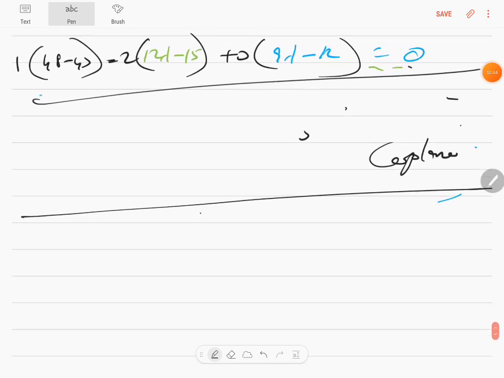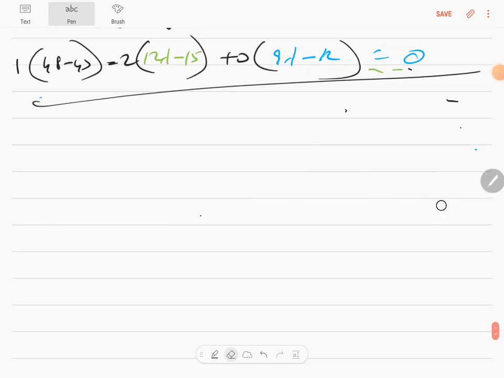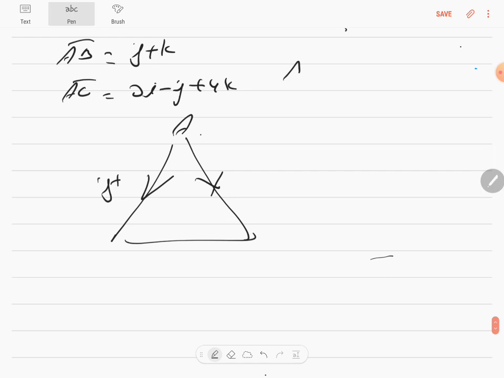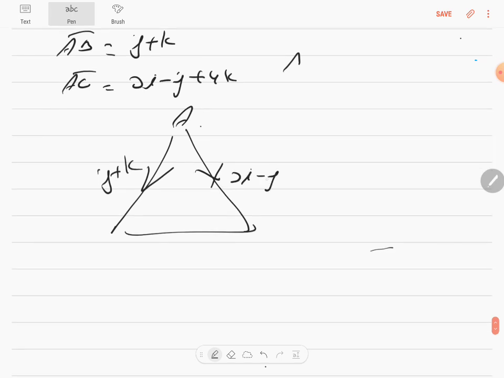Here is the world's most important question, which has come for previous board exams. The question is, one vector is j plus k, another vector is 3i minus j plus 4k. They represent 2 sides of a triangle, given as AB vector and AC vector. So when you draw it, AB vector is j plus k and AC vector is 3i minus j plus 4k.